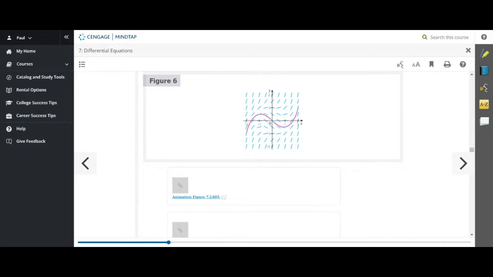How many have been on a river, or a small river, maybe one that has a few rapids or something? You're in a canoe or something like that, and you're going with the flow of the river. Okay, it's the same kind of thing here. You're going with the flow of the direction field. The solution has to obey the direction field.